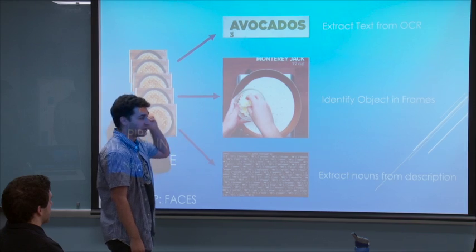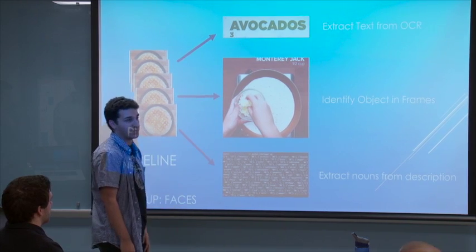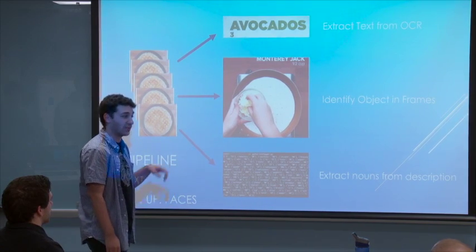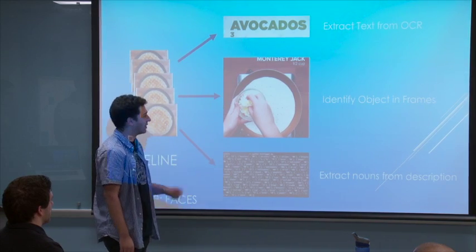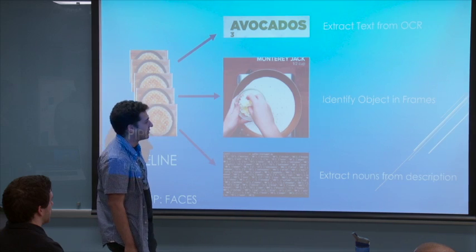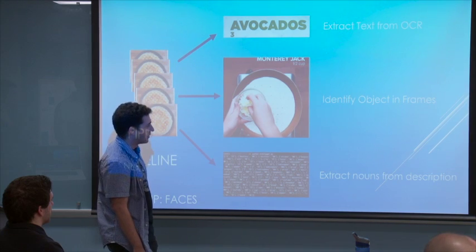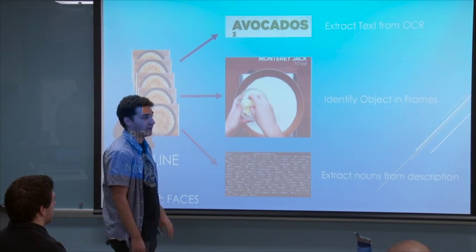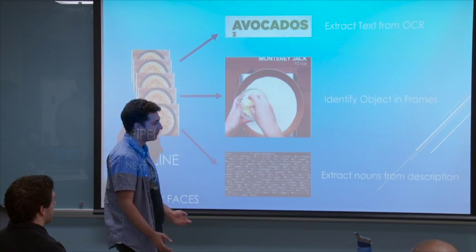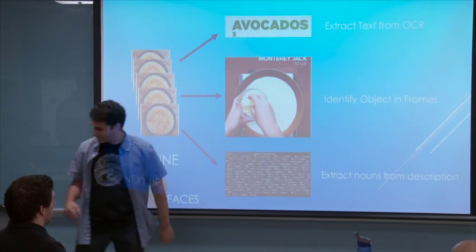The first one was using a piece of software called Tesseract. It's used for taking manuscripts and converting them to PDFs traditionally, but it's also really good for picking up text recognition. And the second one was a TensorFlow model, an open source one called ImageNet, using the YouTube 8M video data set, which is 8 million videos. So that's it.